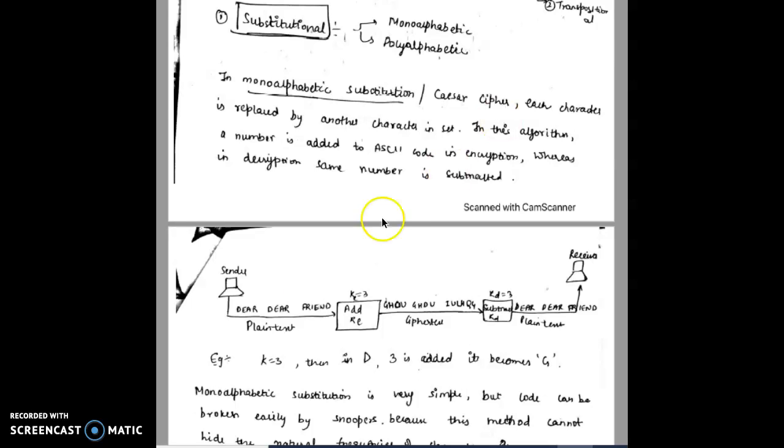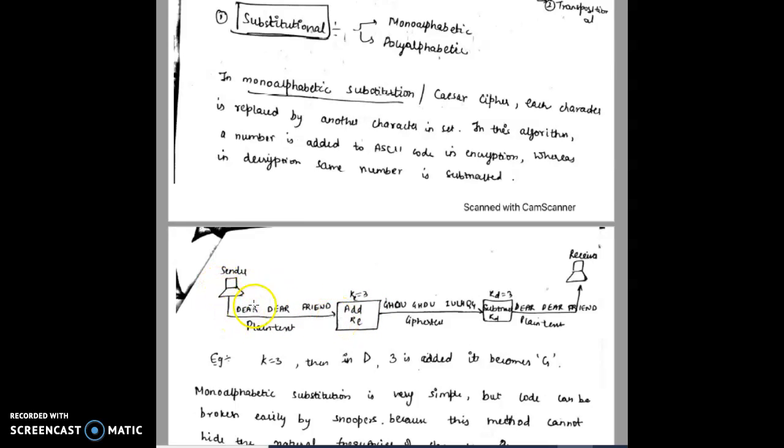So if you are adding a number to the plain text, at the decryption side, you will subtract that number from the ciphertext. For example, the sender wants to send "dear friend". This is the plain text, easily read by humans. You apply an encryption algorithm in which the encryption key is 3. So you add the key. That means the number 3 is added to each and every character.